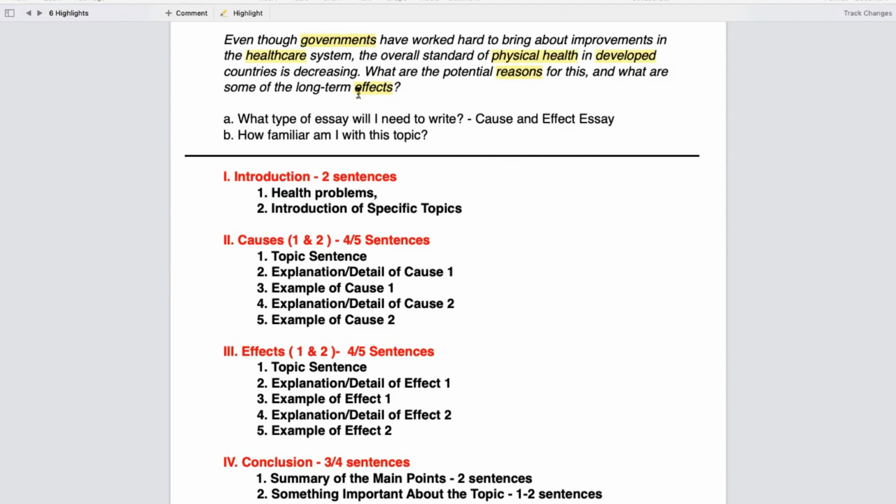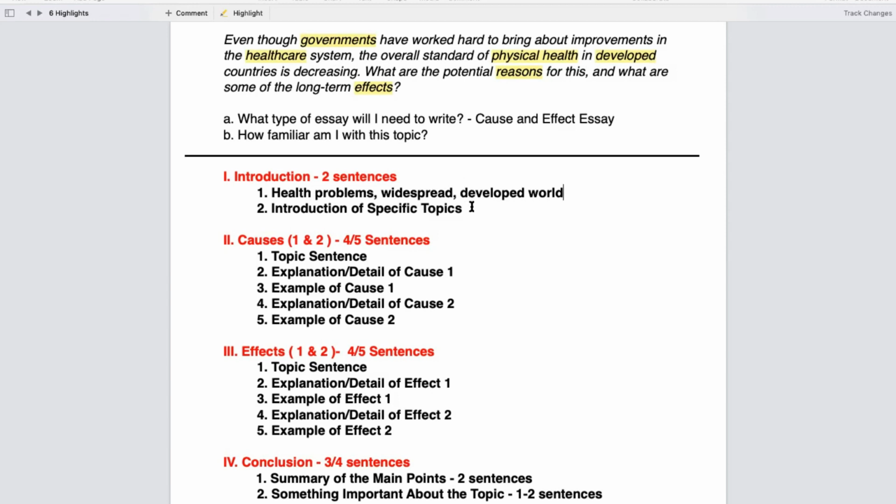Notice that problems isn't necessarily included in this question, but I'm going to add it as a synonym. It says here, the overall standard of physical health in developed countries is decreasing. I'm going to say that it's widespread in the developed world. So you see that world is not really used. You see developed countries. This is just another way to say the question in my own words.